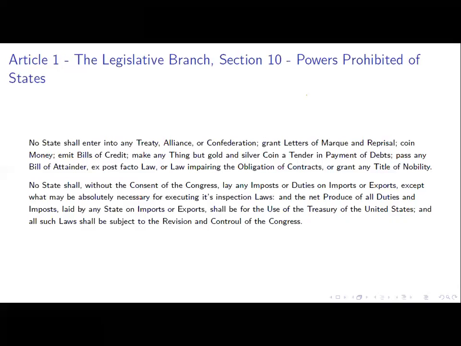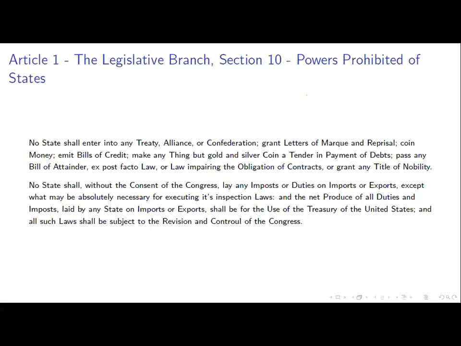Now, contrast this power prohibited to the states with what gets mentioned with the powers given to the Congress. So no state can enter any treaty, alliance, or confederation, grant letters of marque or reprisal. Okay, so that looks a lot like the Articles of Confederation. But then they say it can't coin money. Only Congress can coin money. So the states can't issue money.